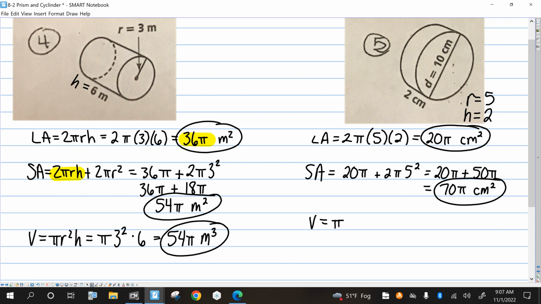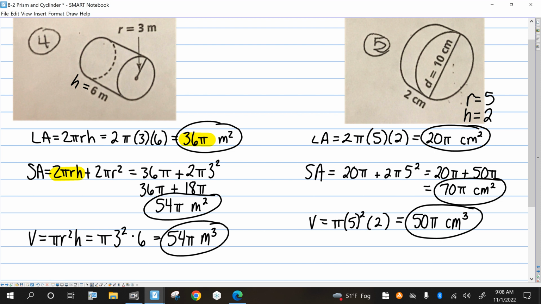And volume, pi r squared times h, which is 2. So what is 5 squared times 2? 50 pi units, centimeters cubed. And a lot of times you will see too with surface area and volume that volume is smaller than surface area, and that is okay as well. A lot of people think volume should always be bigger, but it's usually surface area that is. It takes more to paint around than it does to fill it up.